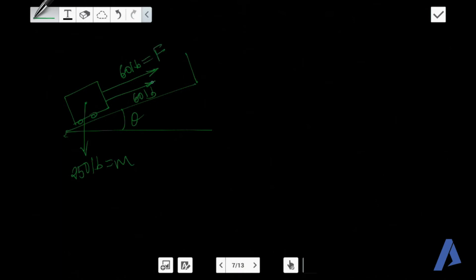So now we redo the free body diagram we made earlier. We have a normal axis and we have the tangent axis. The summation of all forces in the normal direction equals mass times the acceleration in the normal direction. In the normal direction we don't have any acceleration, so this will be 0.